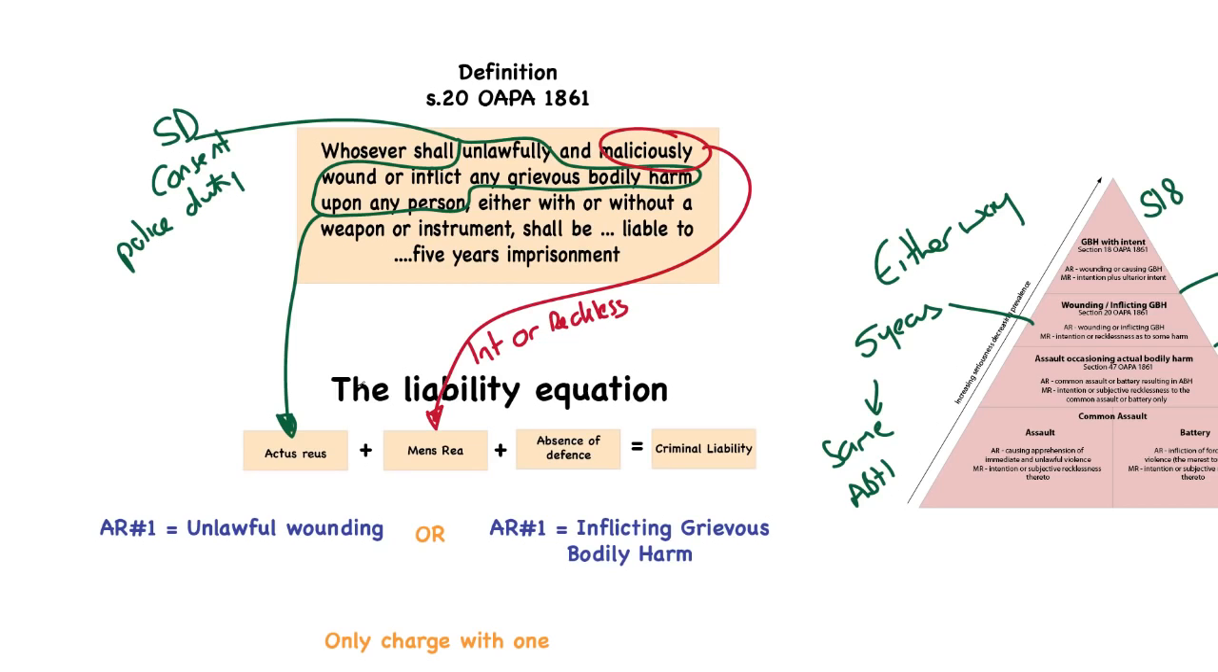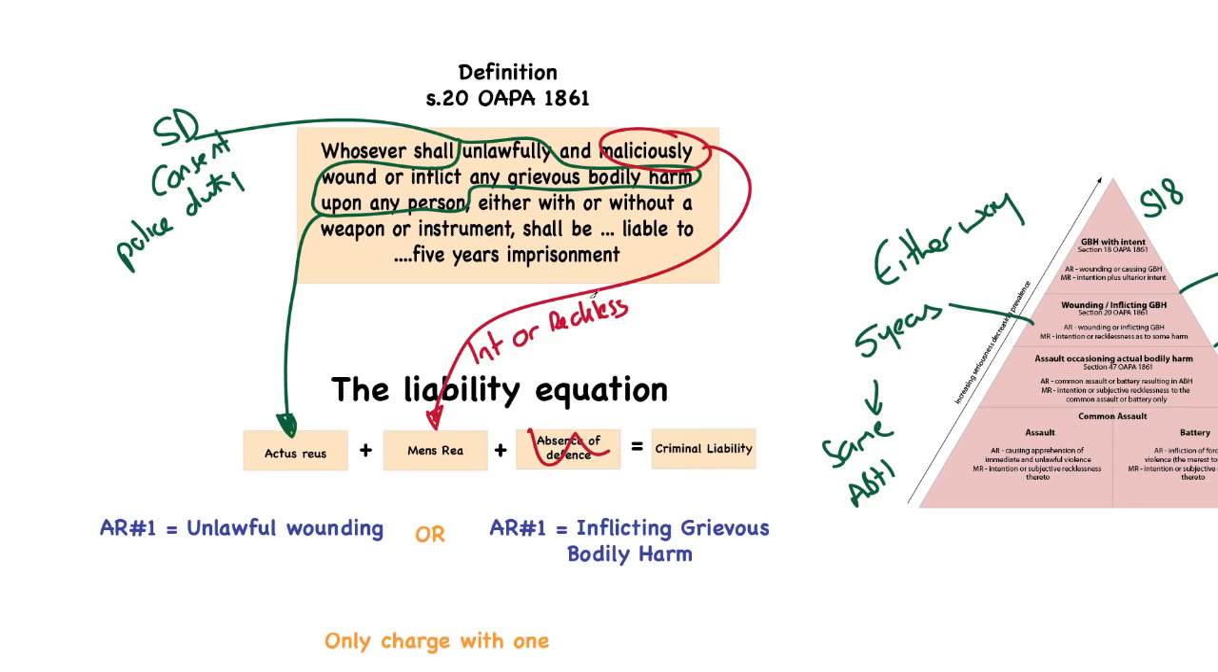But in short, for our liability equation, when we are trying to demonstrate criminal liability, we need to demonstrate that the victim has been unlawfully wounded or has had grievous bodily harm inflicted upon them. And then once we have shown and demonstrated that, we need to show that the defendant has done that maliciously, therefore either intentionally or recklessly. I'm not going to discuss the defence issue because we'll apply different defences in different videos. If we can demonstrate these two things, we have our criminal liability.